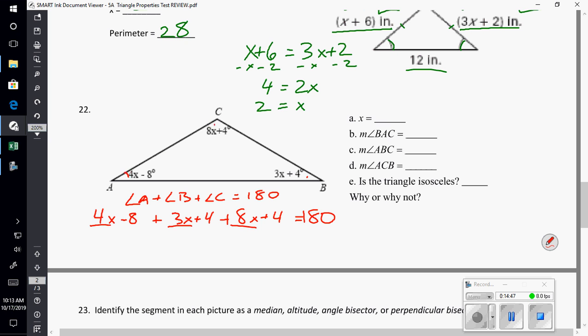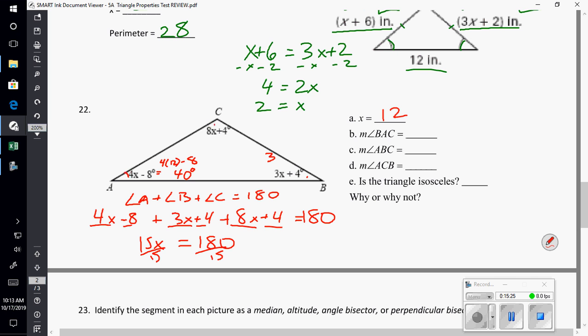4x plus 3x plus 8x is 15x. Negative 8 plus 4 cancels itself out. So 15x equals 180. 180 divided by 15 gives me an x value of 12. So if x is 12, this would become 4 times 12 plus or minus 8, which is 48 minus 8, which is 40 degrees.